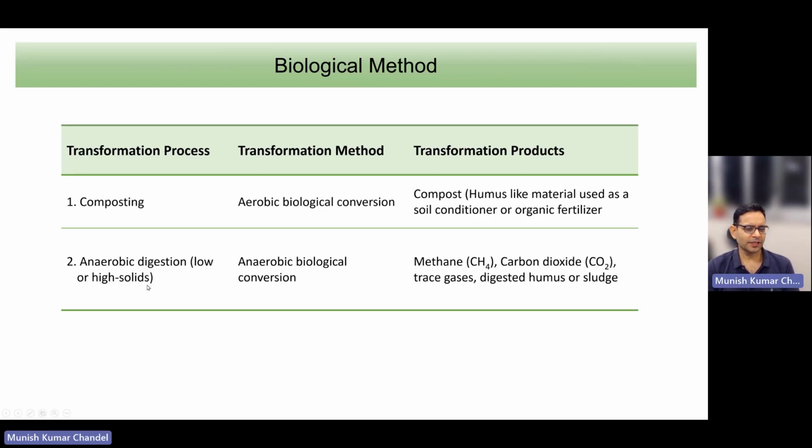The second method is anaerobic digestion. It's basically an anaerobic process. In the absence of air or oxygen, in the presence of anaerobic bacteria, you convert your municipal solid waste or biodegradable municipal solid waste into methane and carbon dioxide. And we also get some other trace gases and a digested humus or sludge, which further can be processed and used as a compost.